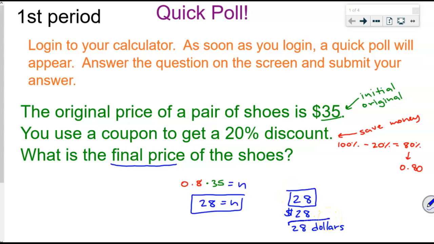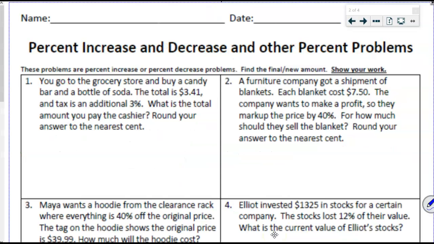Using the units is always great. It tells me that you understand the problem. And apparently the calculator doesn't like the dollar sign. On a test, on the paper, it would be appropriate to put that dollar sign. So let's get started on these problems.